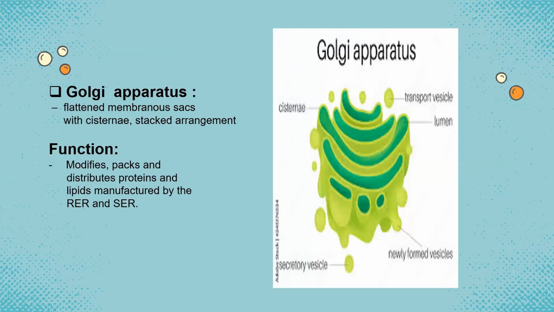Okay, next organelle of the eukaryotic cell, the Golgi apparatus. The Golgi apparatus is a flattened membranous sac with a cisternae stack arrangement. The function is to modify, sort, and distribute proteins and lipids manufactured by the rough endoplasmic reticulum and the smooth endoplasmic reticulum.